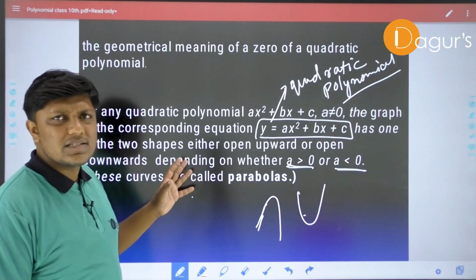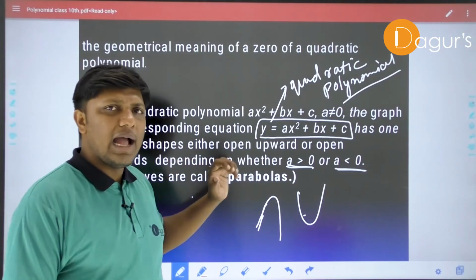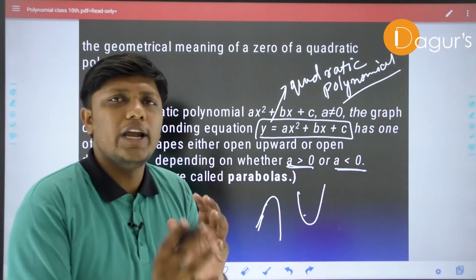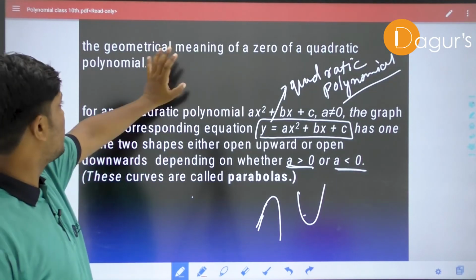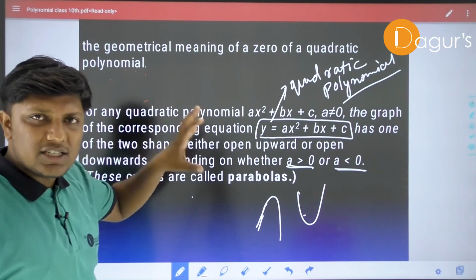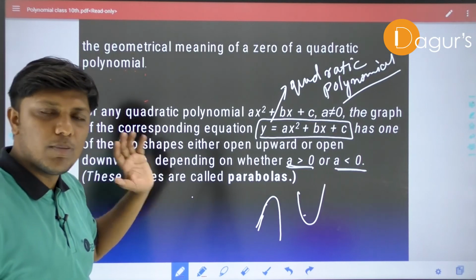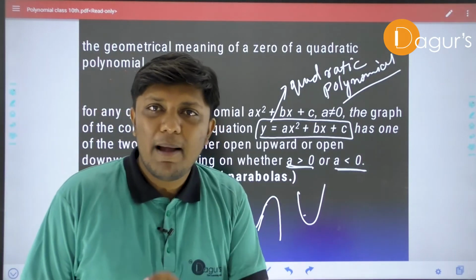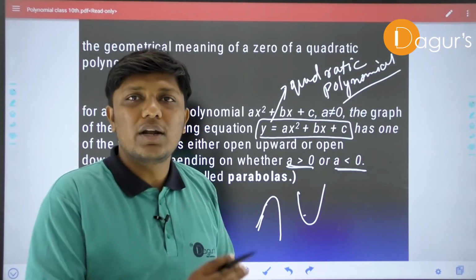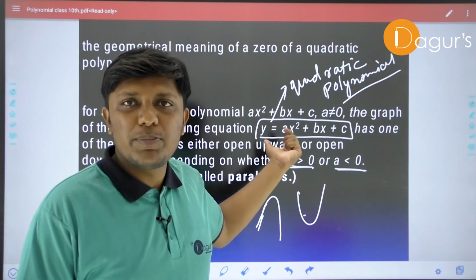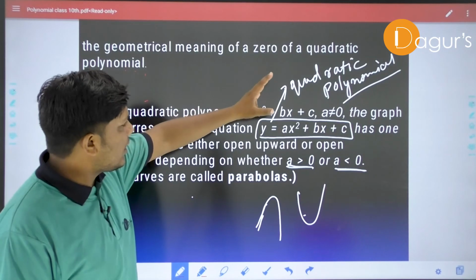Exactly what does this statement want to say to you? I am trying to correlate the geometrical meaning of the zeros of the quadratic polynomial. Here I am explaining only the geometrical representation of a quadratic polynomial, not a linear polynomial. Why? Because in the previous slide I discussed the geometrical representation of a linear polynomial. Here it is only the quadratic polynomial.